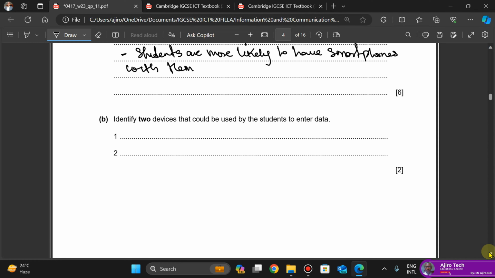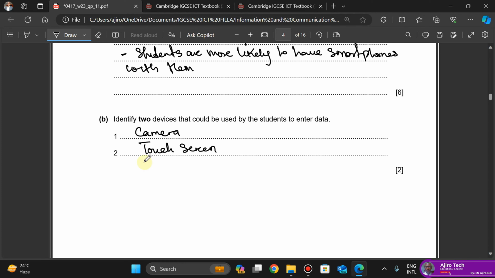Identify two devices that can be used by the students to enter data. What are the devices, either in the smartphone or in the tablet? The first one I have is camera. That's the first thing that comes to mind, because as a student I took my phone everywhere and captured a lot of things. Both of them make use of touch screen, one device to use to enter data. You can also add microphone.